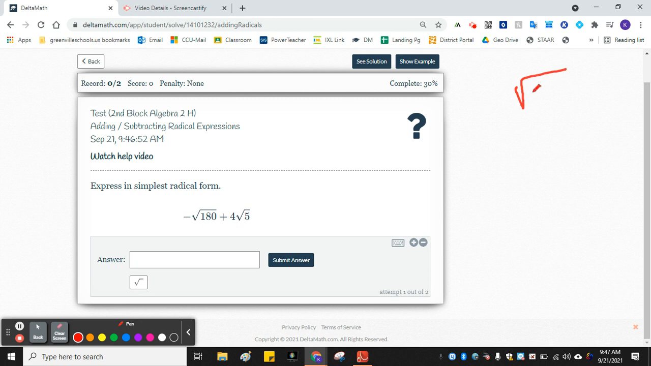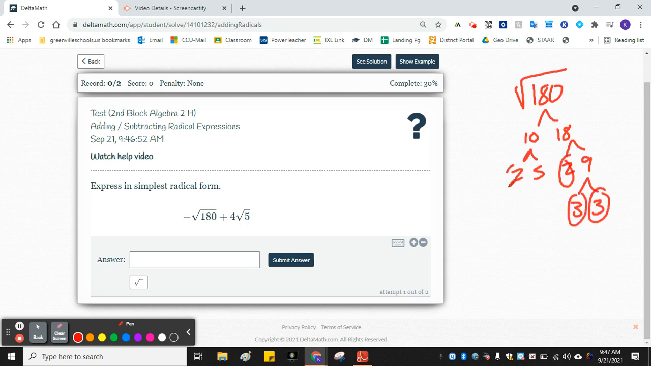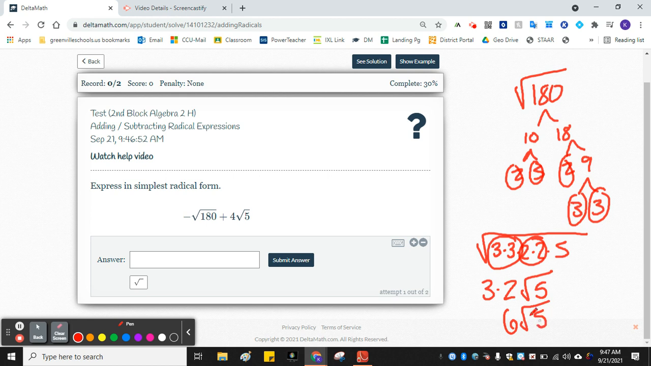So the square root of 180 has to be simplified. I already did this one. 3, 3, 2, 2, and a 5. Square root 3 times 3 times 2 times 2 times 5. A 3 comes out, a 2 comes out, a 5 stays under, grouping in 2's. So we have 6 square root 5. So it's negative, so negative 6 square root 5 plus 4 square root 5 are now like terms. So you add the numbers in front, the coefficients. Negative 6 plus 4 is negative 2, and it stays square root 5.